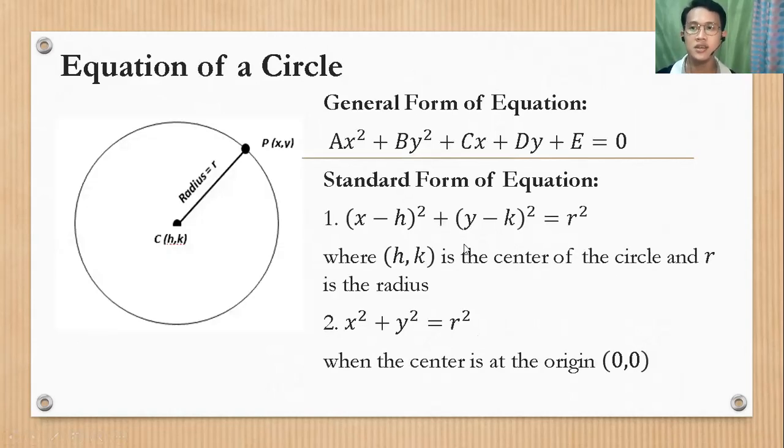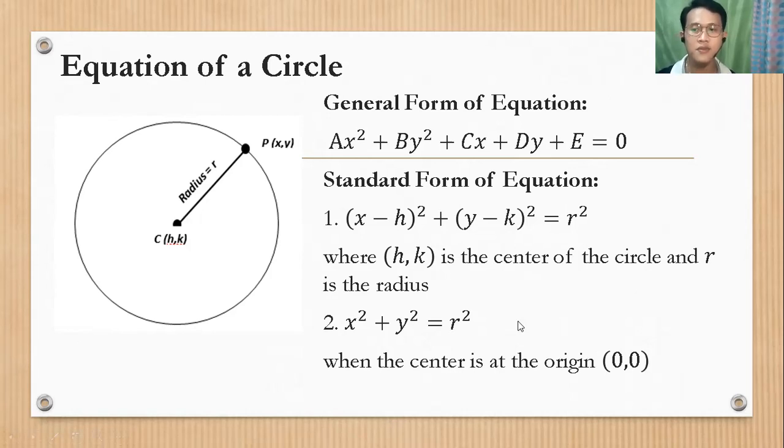Equation of a circle has its general form and its standard form. The general form of the equation is ax squared plus by squared plus cx plus dy plus e is equal to 0. So basically, this is the general form of the equation of a circle. And for the standard form, we have the quantity (x minus h) squared plus the quantity (y minus k) squared is equal to r squared, where an arbitrary point (h, k) is the center of the circle and r is the radius.